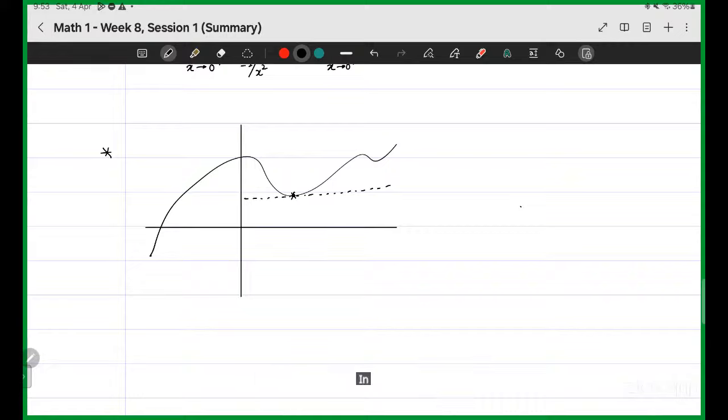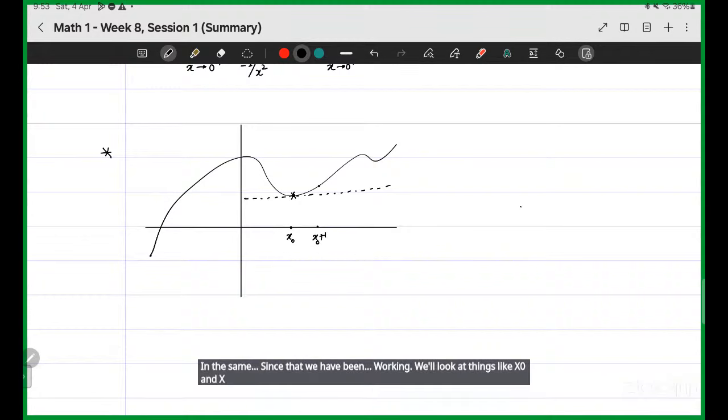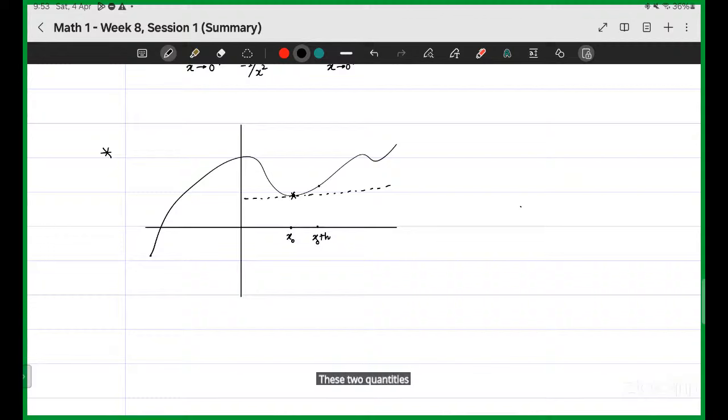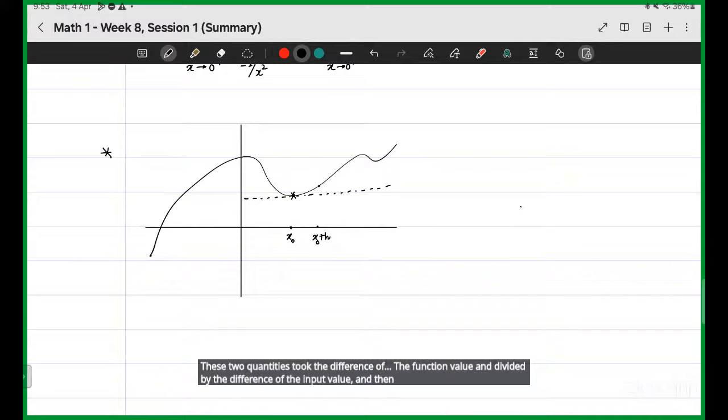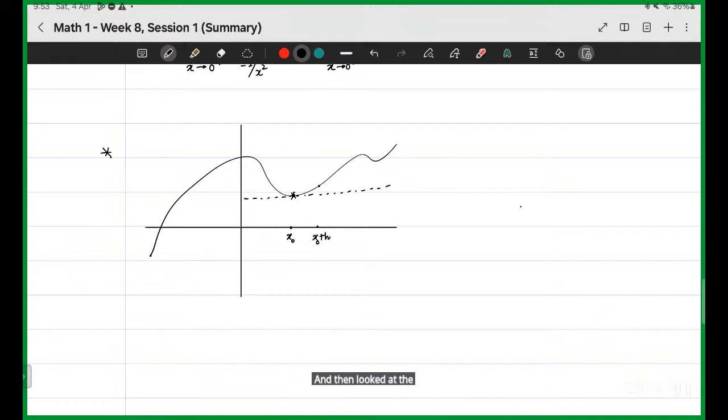In the same sense that we have been working, we'll look at things like x naught and x naught plus h. In order to compute the derivative, we looked at these two quantities, took the difference of the function value and divided by the difference of the input value, and then we made h smaller and smaller. We went closer and closer to the point of interest x naught, and then looked at the ratio and called it the derivative. Now, what I will do is look at these 2 points, x naught, f of x naught, and x naught plus h, f of x naught plus h.